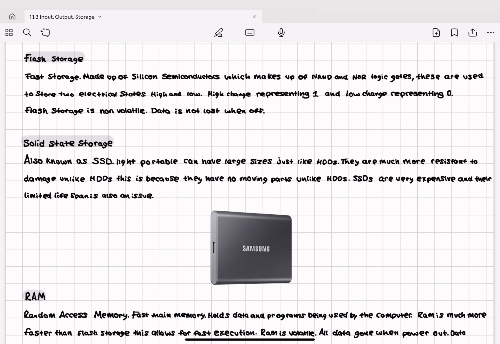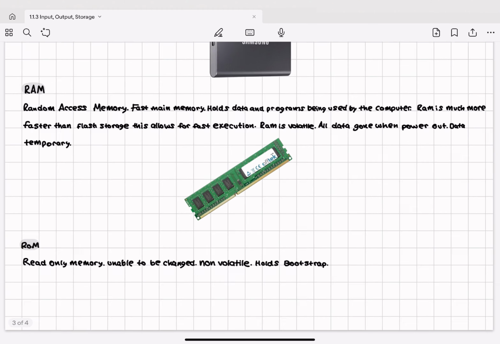One really well-known flash storage type is solid-state storage, also known as SSD. They're light, portable, and have multiple sizes, just like HDDs. They're more resistant, so if you drop one, it will be less likely to break, unlike an HDD, because that has moving parts, and the SSD doesn't have moving parts. SSDs are much more expensive, and the lifespan can be an issue after multiple reads and writes. They can just degrade.